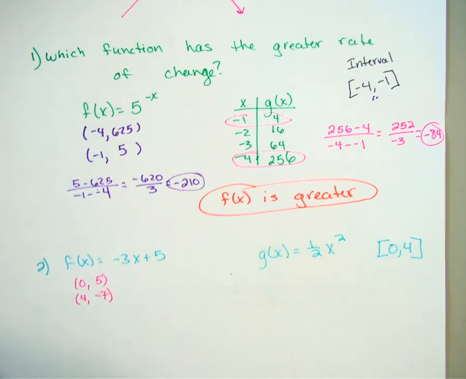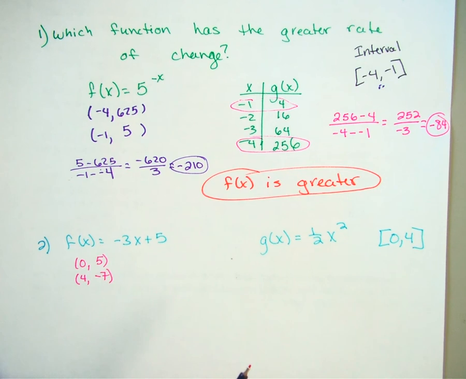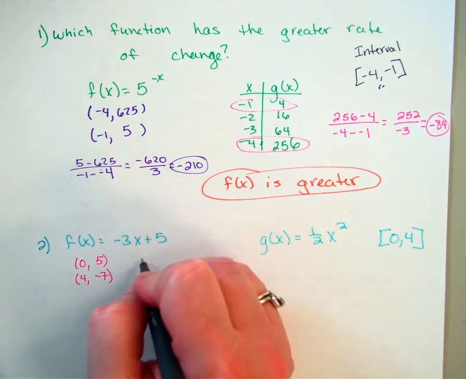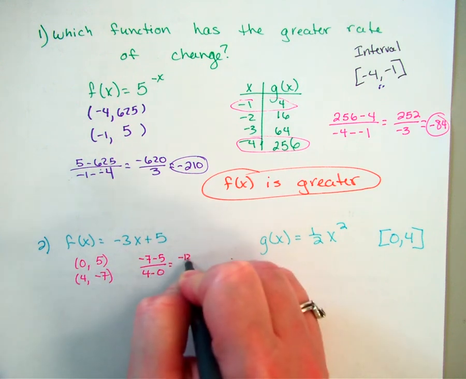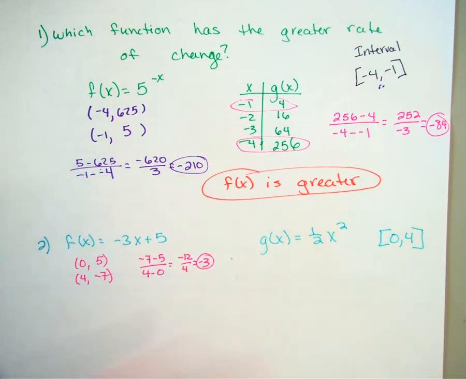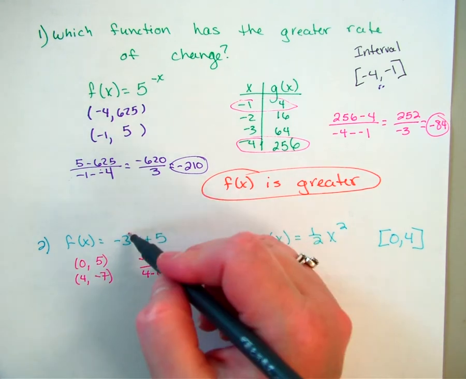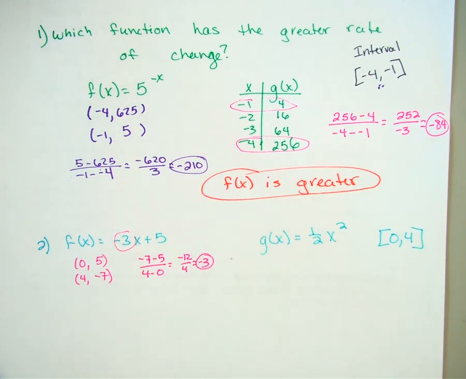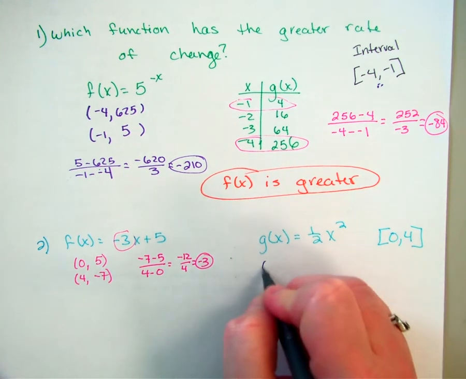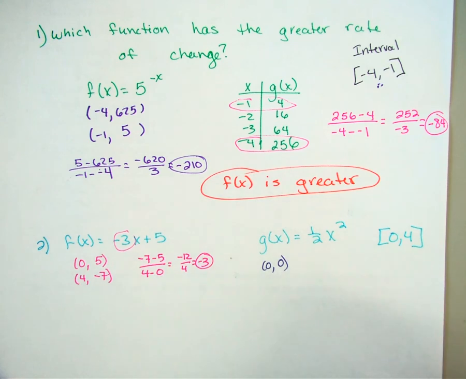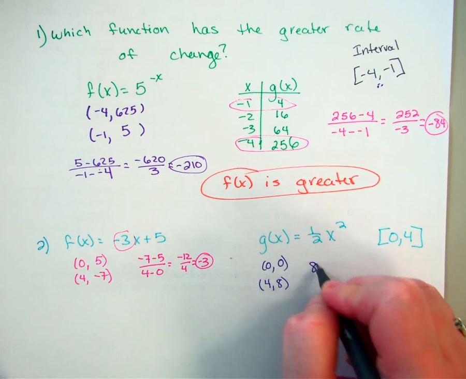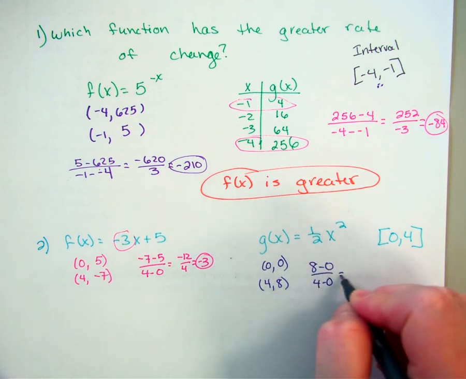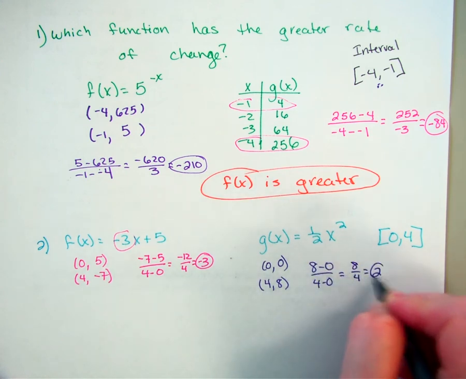So I have to plug in my numbers to get my y. If I plug in a 0 here to f of x, I get 5. Plug in a 4, I get negative 7. So that's negative 7 minus 5 over 4 minus 0. Negative 12 over 4 equals negative 3, which I didn't even really have to do because it was right there in your function. So if you can recognize that, by all means, go for it. So for g of x, if I plug in a 0, I get 0. If I plug in a 4, I get an 8. So I get 8 over 4, which is a 2.